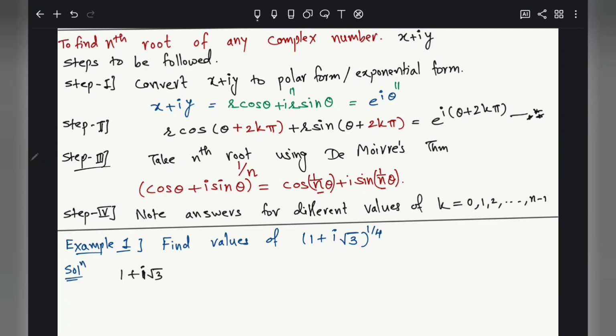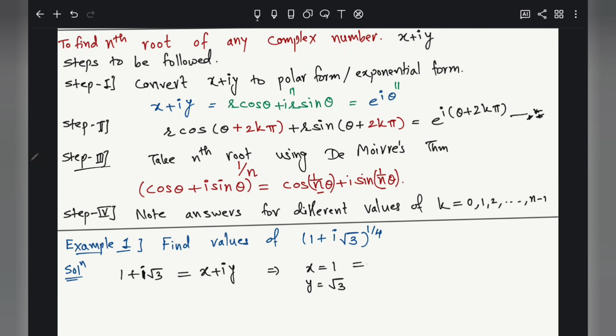So we will start here with our first problem, that is (1 + i√3) raised to 1/4. So 1 + i√3 is the x + iy, that is the complex number given to us. So from here we get to know the value of x. x is 1 and y is √3, right? But we have to now convert. First step is conversion to polar form. So how do we do it?